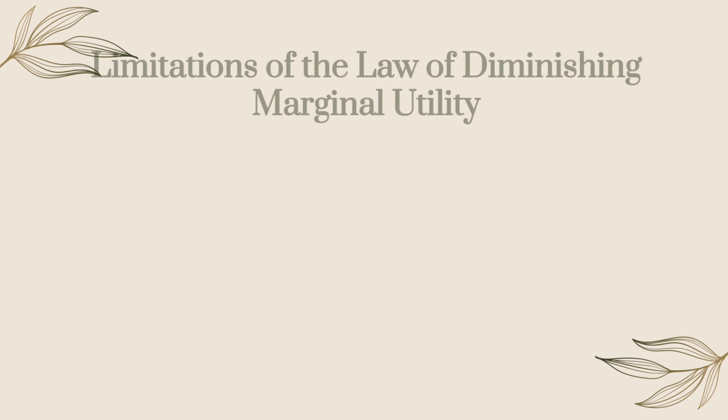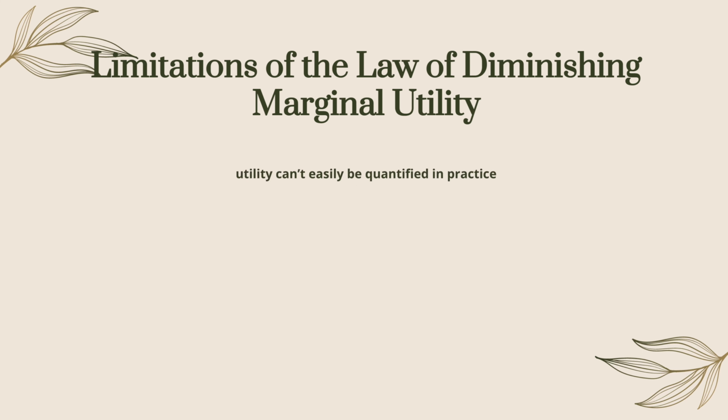Lastly, we're going to discuss the limitations of the law of diminishing marginal utility. While it does make sense and might apply to many situations, it has some issues with it. Firstly, utility can't easily be quantified. There is no objective form of numerical measurement for satisfaction, and it can vary so much from person to person. If you were to try and put a number on how much satisfaction an apple gives you, you would probably struggle to do so.